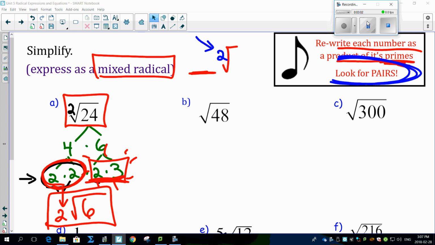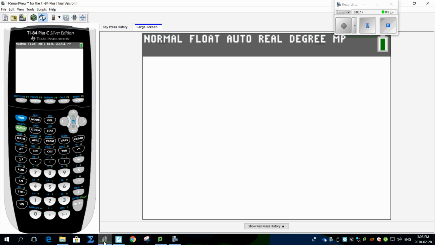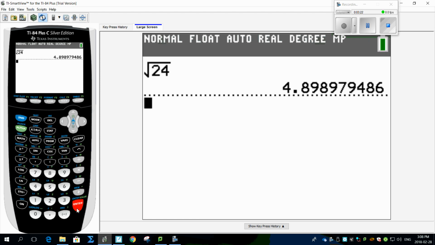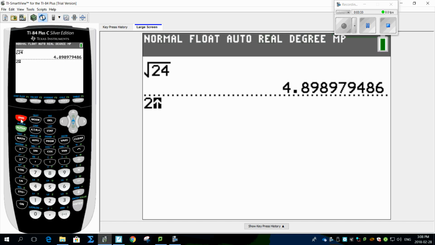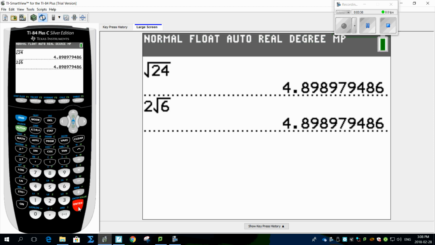Let me prove that to you. Here's how I prove this to you. I'm going to bring the calculator up here and put both numbers in. I'm going to put in the square root of 24, and then 2 root 6. Watch what happens. The square root of 24 gives me 4.89897. Now, look at the original one here, I've got 2 root 6. So I'm going to put in 2 times the square root of 6. And watch what happens. This is amazing. It gives you exactly the same number.